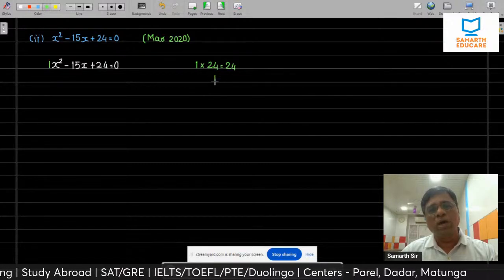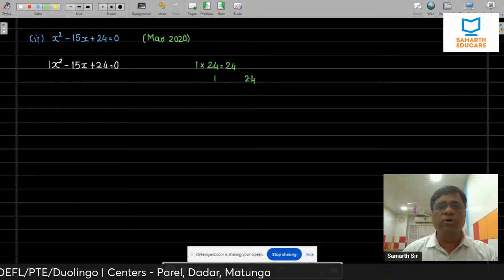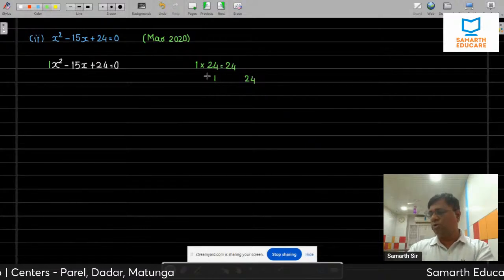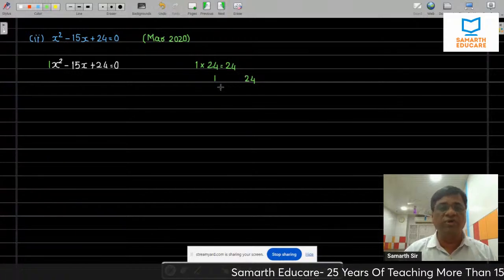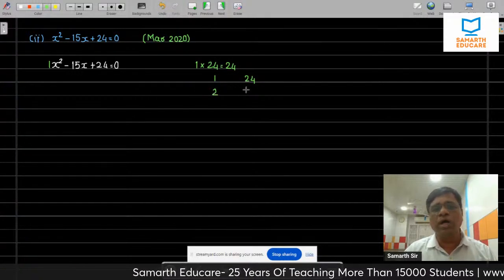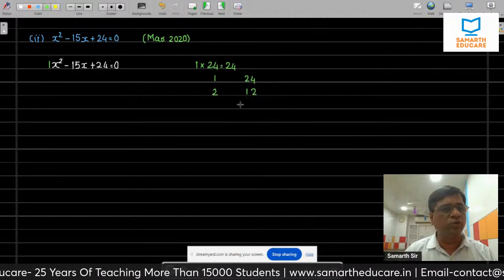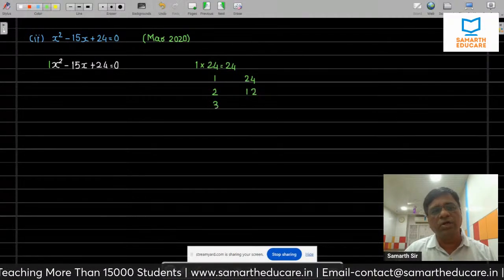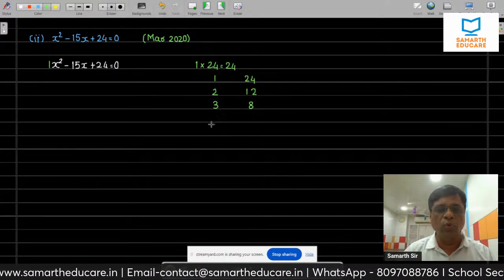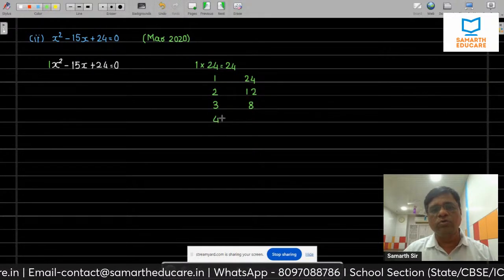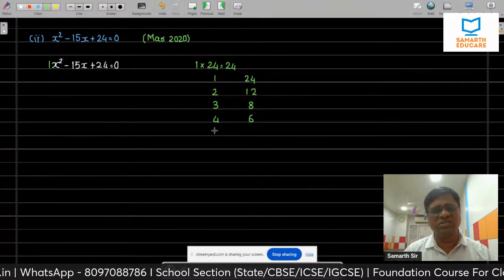So if I take 1 and 24, the first factor pair is simple, since 1 is always a factor. But if you add them, 1 plus 24 is 25. The second option is 2 and 12. 2 into 12 is 24. Does their addition give 15? No. Then 3 into 8, does their addition give 15? The answer is no. Then 4 into 6, no again. 5, 6, no.